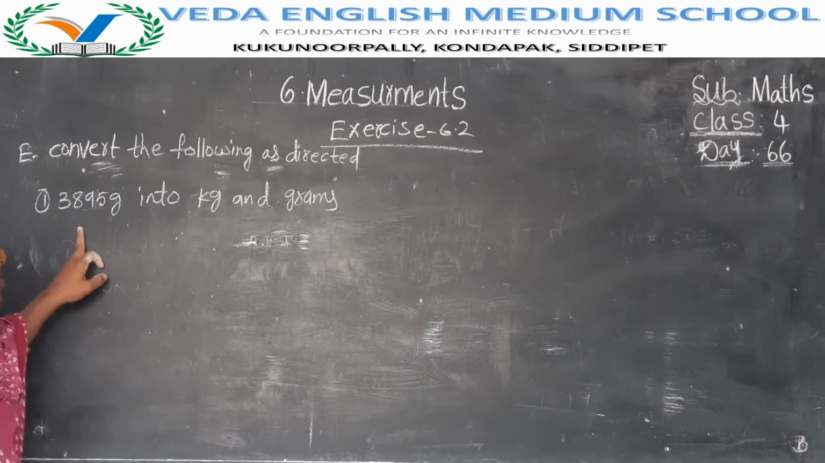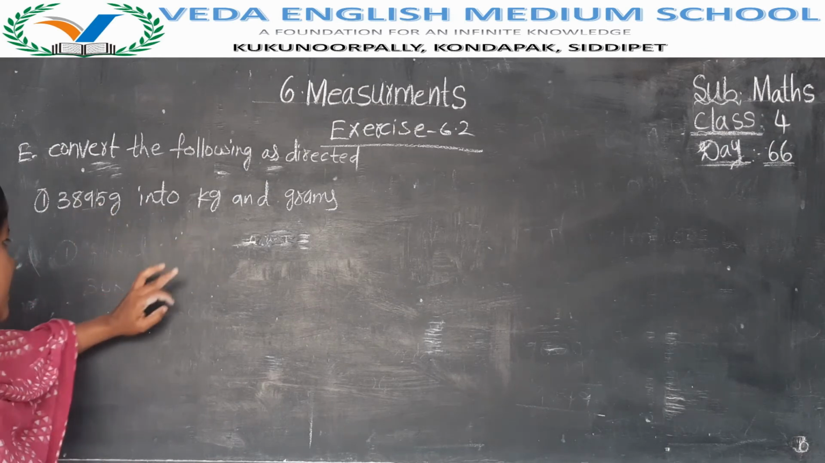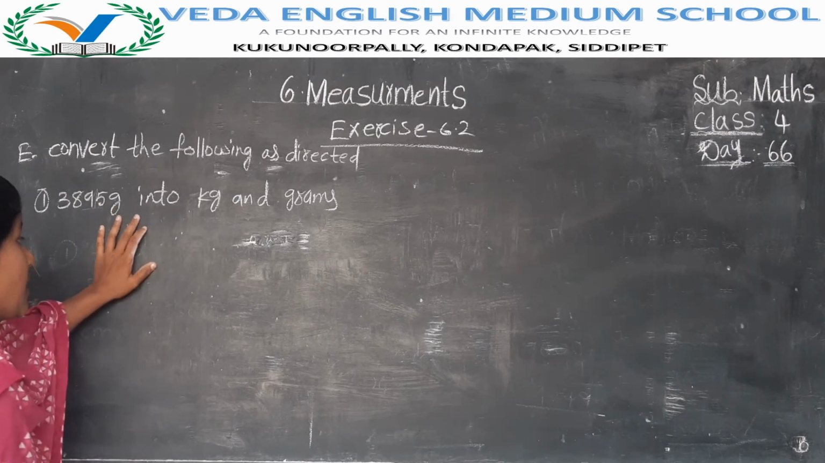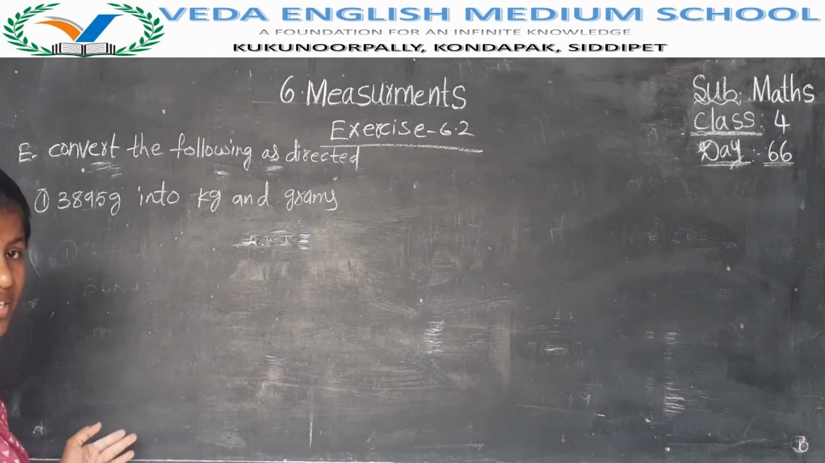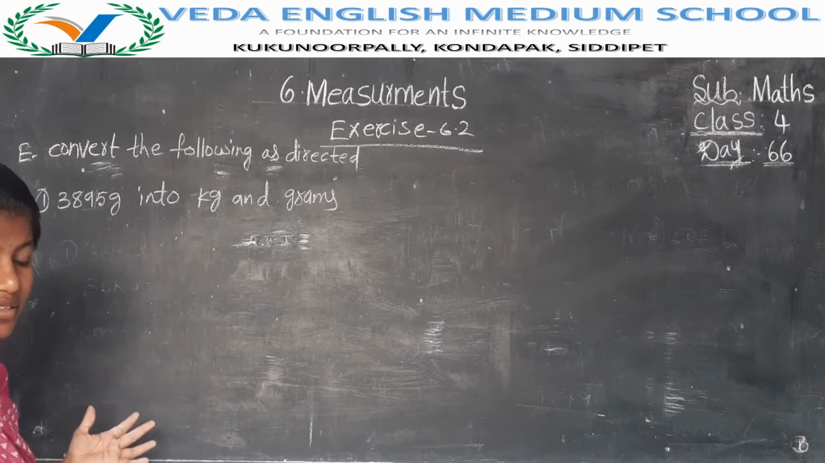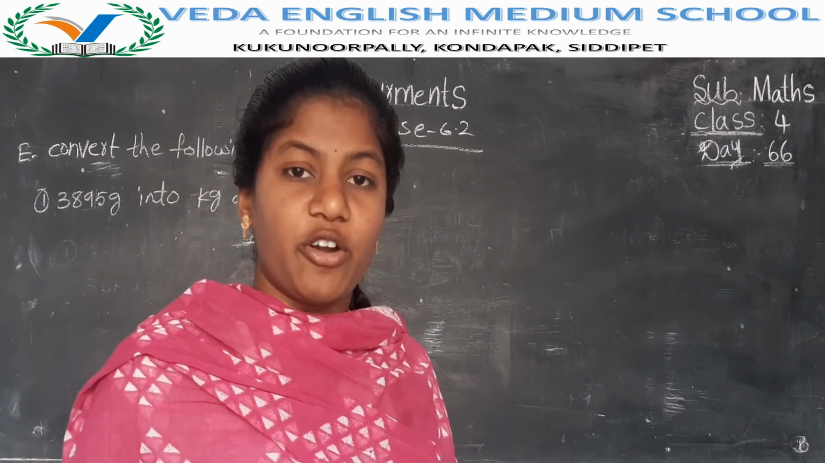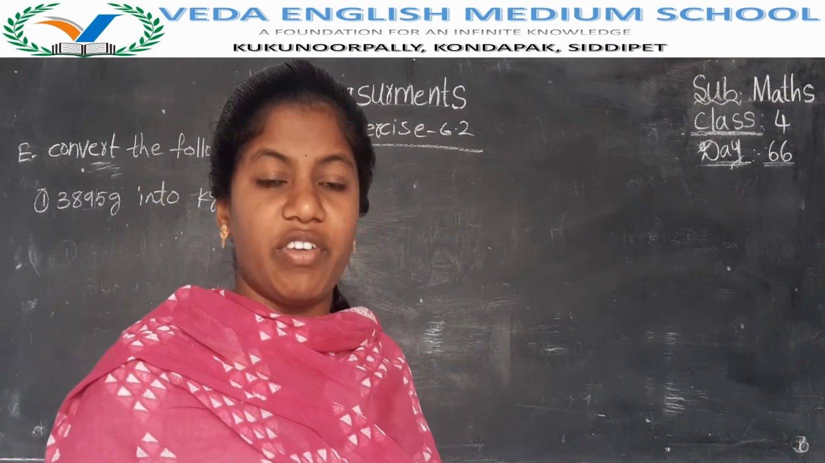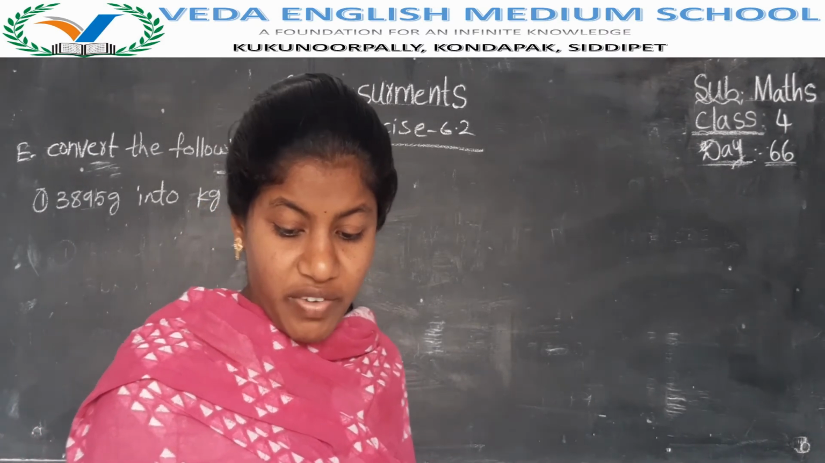Now these are in grams. We have to convert these grams into kilograms, and the remaining grams we write as they are. When you are converting grams into kilograms, you have to divide. Why do you have to divide? Because in our previous bits, when we convert from greater to smaller, we multiply. At the same time, when we convert from small to big, we have to divide. So how to divide? Like this.